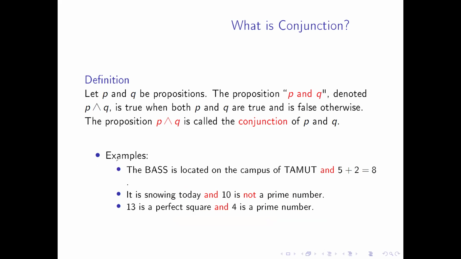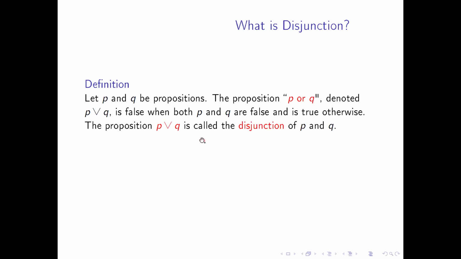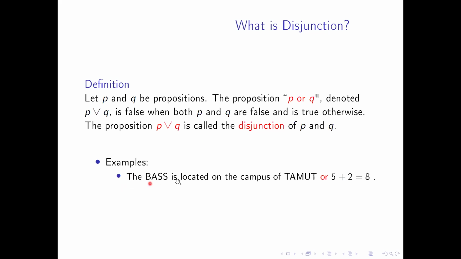All right. On the other hand, a disjunction is an or, and it's false only if both are false. It's the opposite situation. If at least one of them is true or both are true, then it is okay. So again, let's come back. The bass is located on the campus, or 5 plus 2 equals 8. Well, we know that this first statement about the bass is true, and this part is false. So that actually makes the whole statement true.